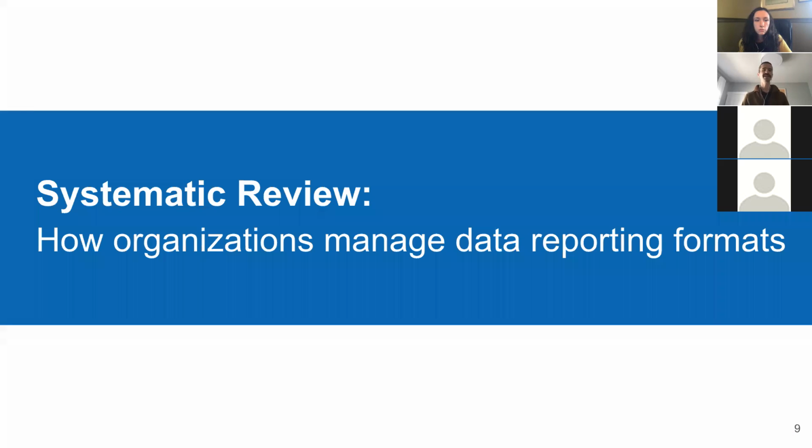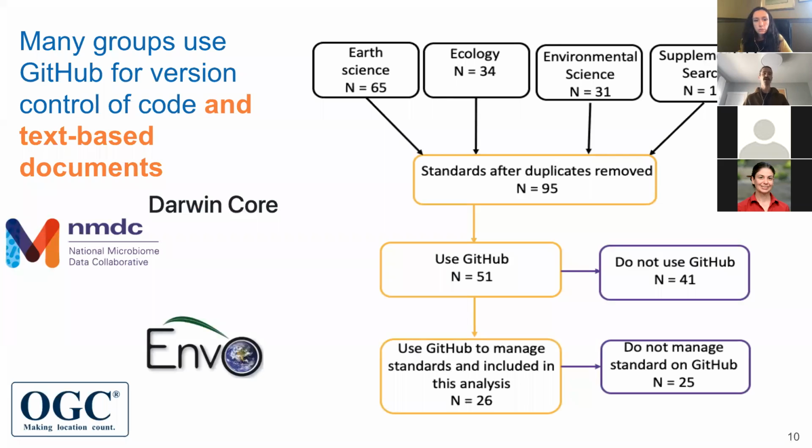So I'll go briefly into this systematic review I conducted that informed how we eventually built our GitHub site. It turns out there are, of course, many groups using GitHub for version control of computer code, but some of the groups that I list out here actually use GitHub for documenting and managing both data standards and data reporting formats. Of course, not wanting to reinvent the wheel completely, I conducted this systematic search to identify some common methods from groups that use GitHub to document reporting formats.